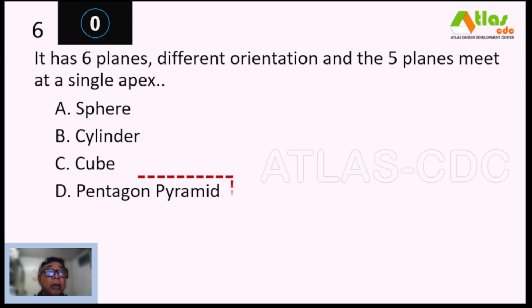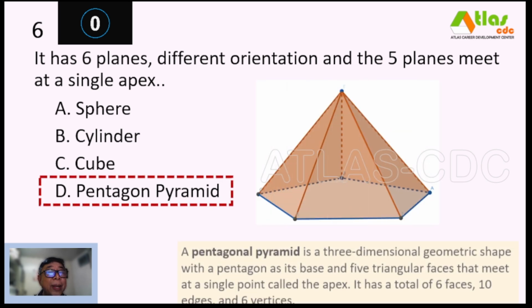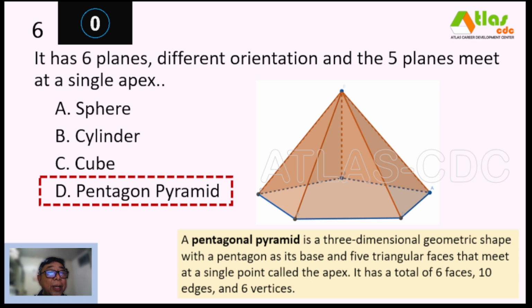And our correct answer is letter D, pentagonal pyramid. So a pentagonal pyramid is a three-dimensional geometric shape with a pentagon at its base, and we have the 5 rectangular faces that meet at a single point called the apex. It has a total of 6 faces, 10 edges, and 6 vertices.